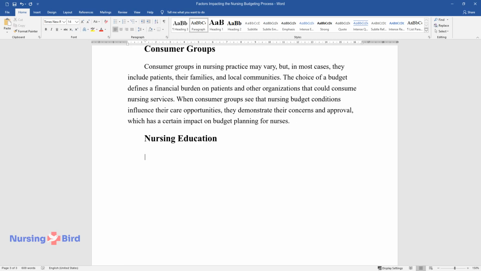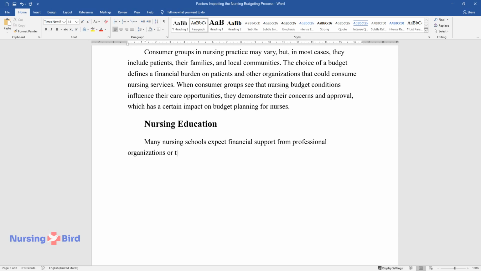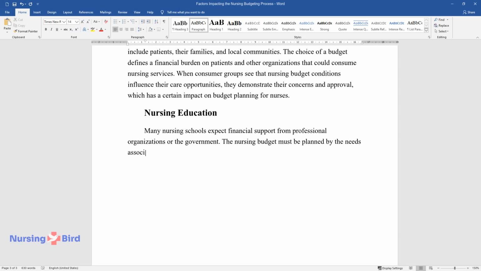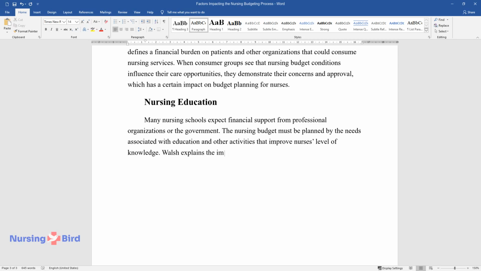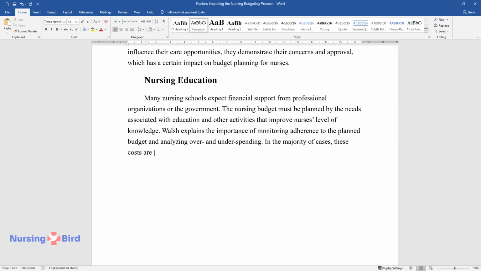Nursing education. Many nursing schools expect financial support from professional organizations or the government. The nursing budget must be planned by the needs associated with education and other activities that improve nurses' level of knowledge. Walsh explains the importance of monitoring adherence to the planned budget and analyzing over and underspending. In the majority of cases, these costs are connected with nursing research, education, and certification.